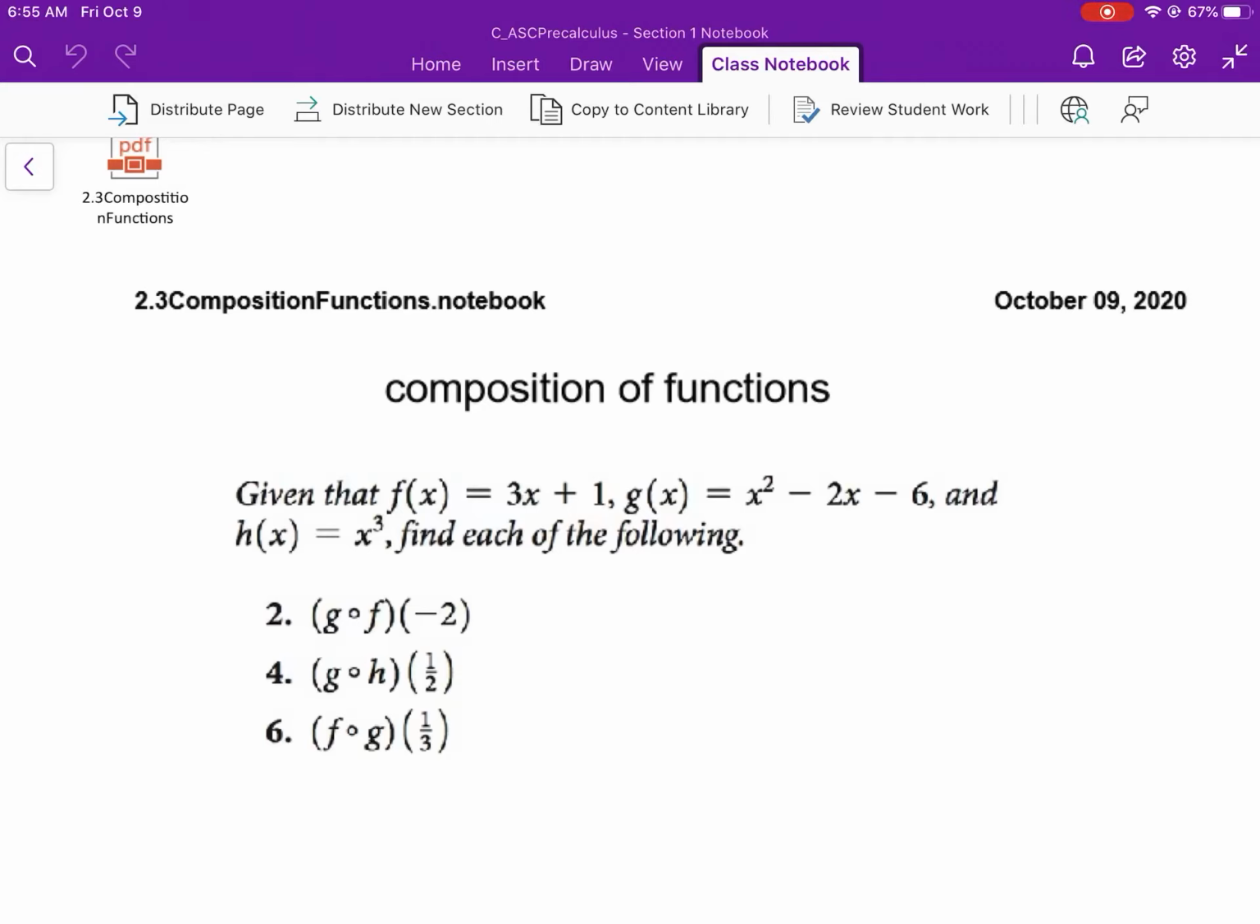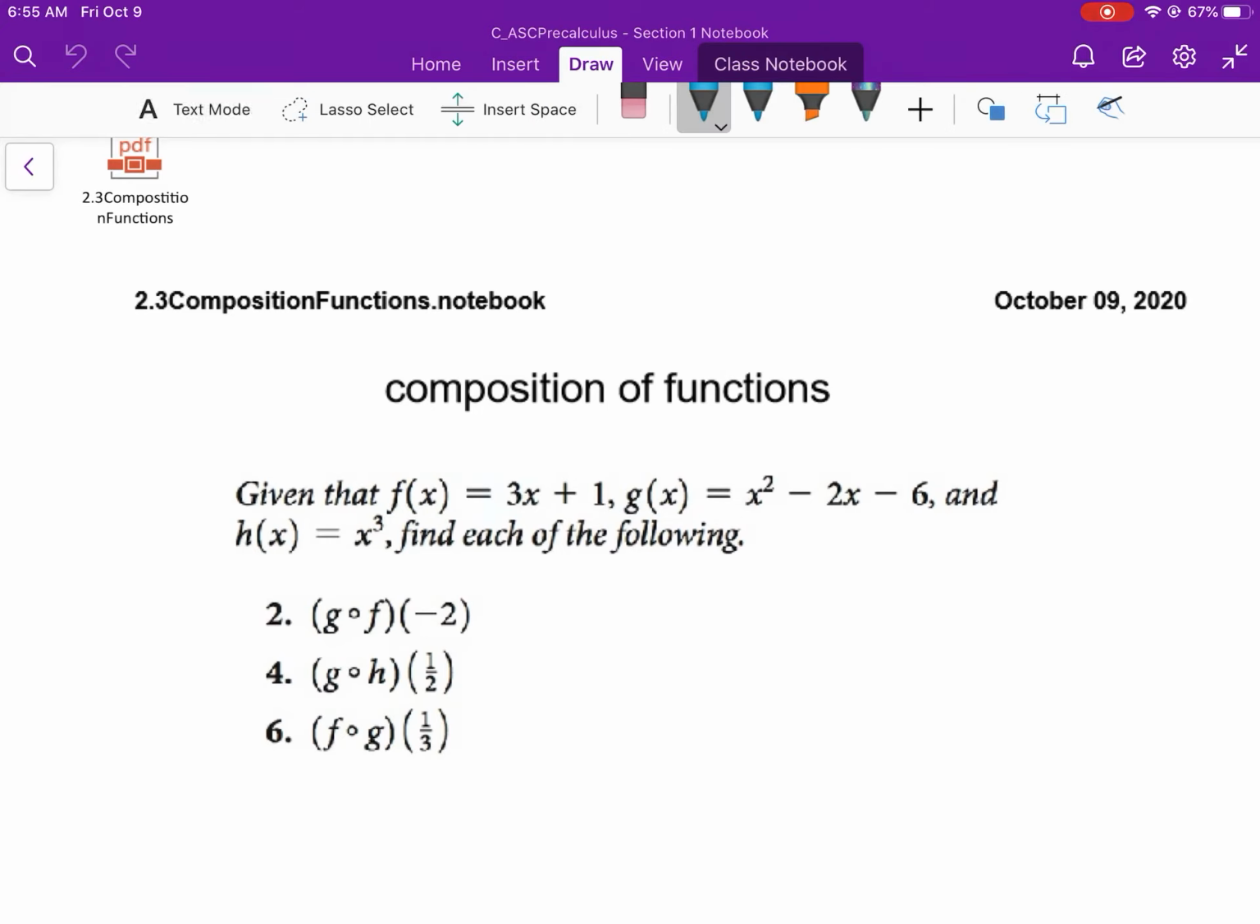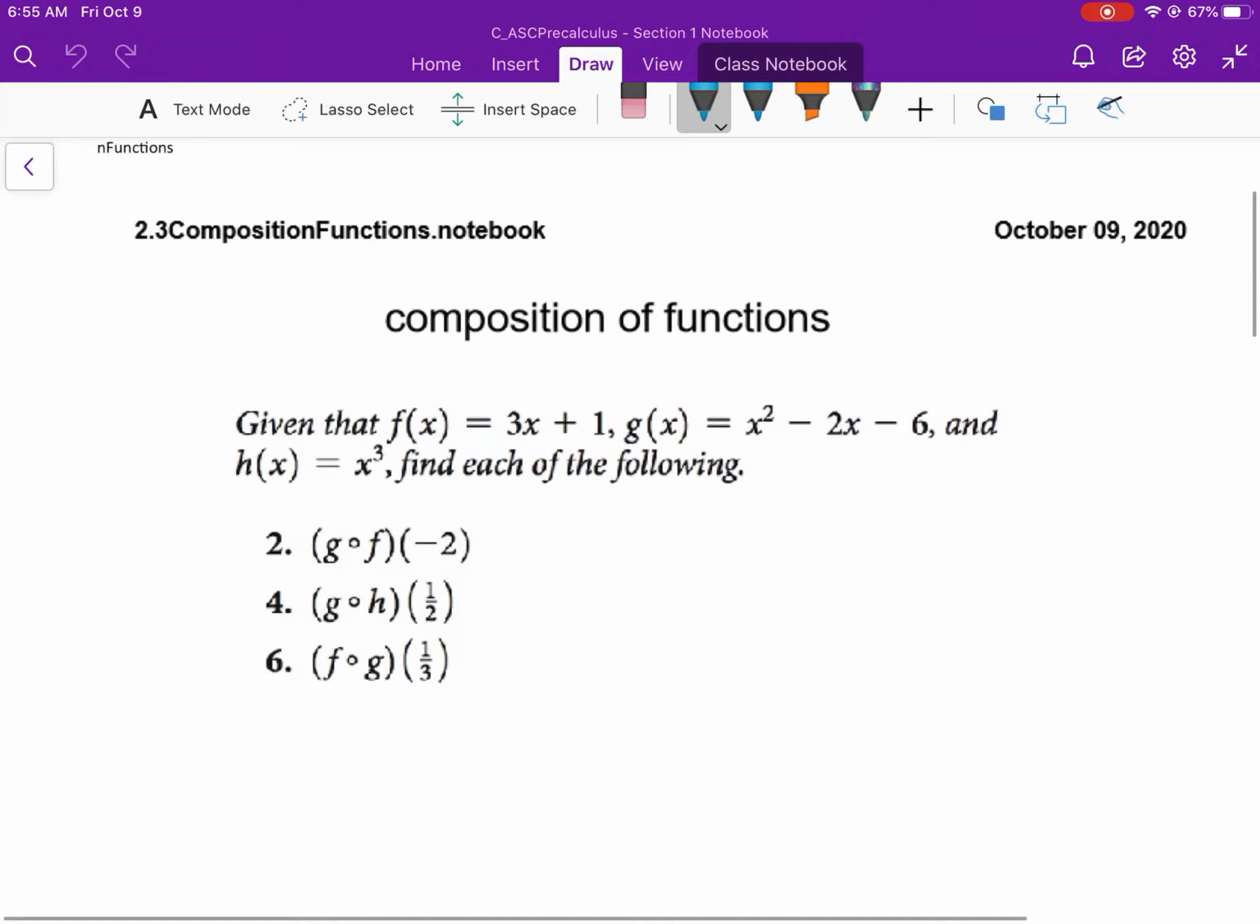Okay, this is a video for 2.3, which is composition of functions. That's today, October 9th. That's what we're doing today in class. Yesterday we talked about the algebra of functions, where we added, subtracted, multiplied, or divided them. Today we're going to talk about composition.